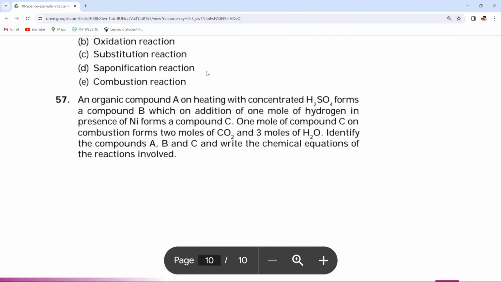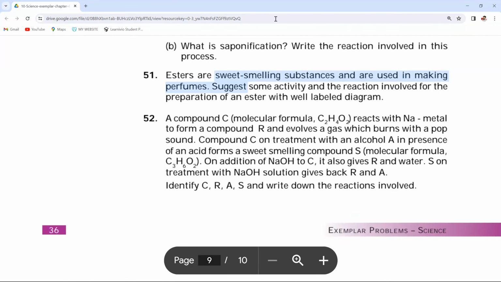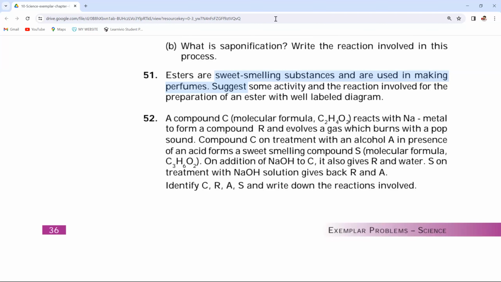Here we have this question. Question number 52. Okay, do question number 52. A compound C with molecular formula C2H6O2 reacts with Na metal to form a compound R and evolves a gas which burns with a pop sound. Okay, note this question, please.